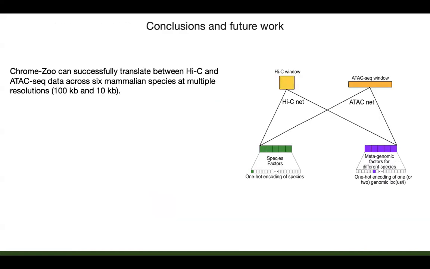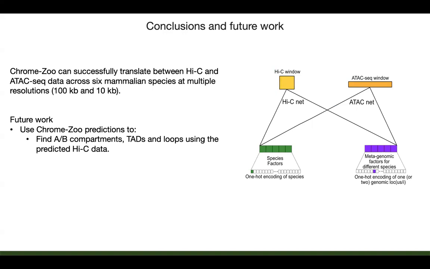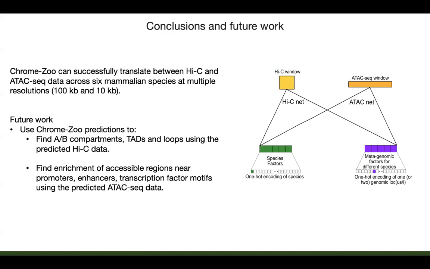So far, I've shown you that chromzoo can successfully translate between Hi-C and ATAC-seq data across 6 mammalian species at multiple resolutions. And in future, we hope to use the chromzoo predictions, specifically the Hi-C predictions, to find compartments, TADs, and loops using predicted data in novel species, and using predicted ATAC-seq data to find promoters, enhancers, as well as transcription factor motifs in these new species.